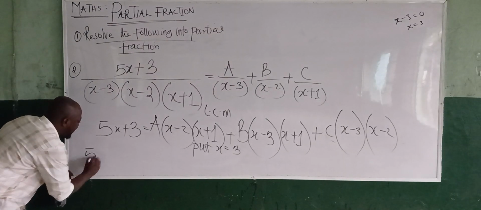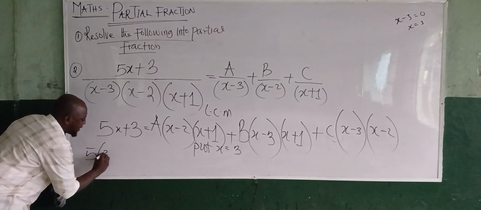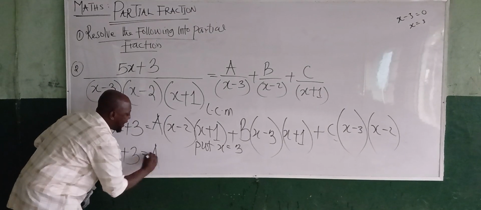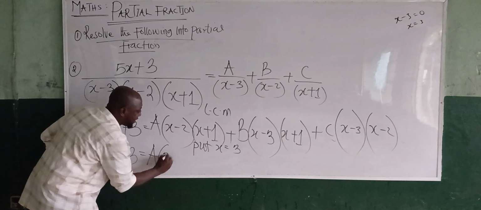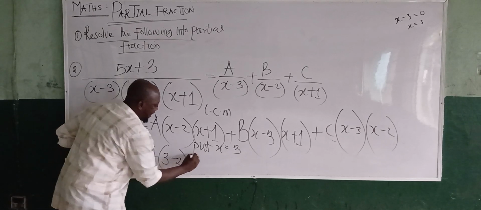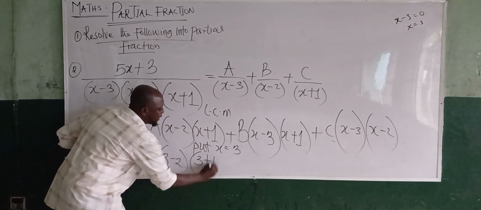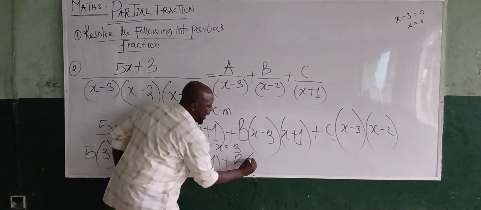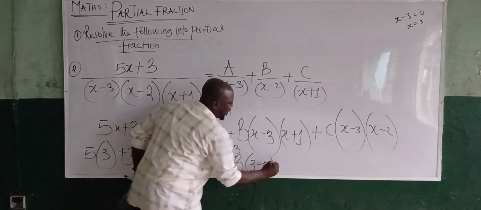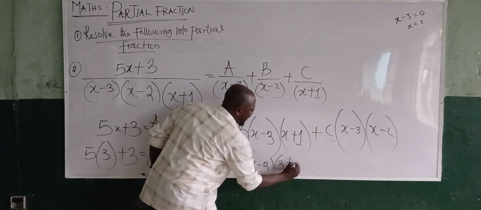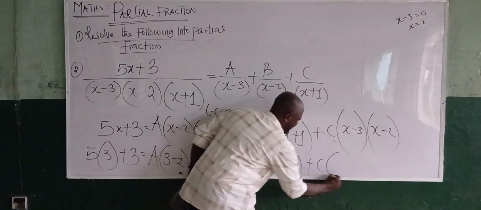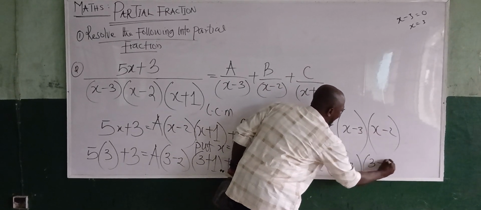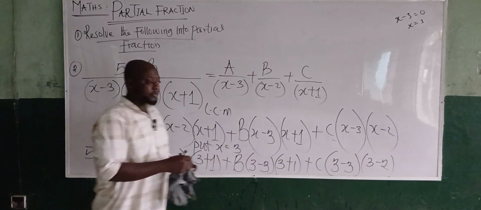Here, I'm going to have 5 into bracket 3 plus 3 equals to A into bracket, I'm having 3 minus 2, then into bracket 3 plus 1, then plus B into bracket, I'm having 3. Remember, anywhere you see x, you put 3 there. So I'm having 3 here, then plus C into bracket next, I'm having 3 minus 3, and then 3 minus 2. This is what I'm having here.